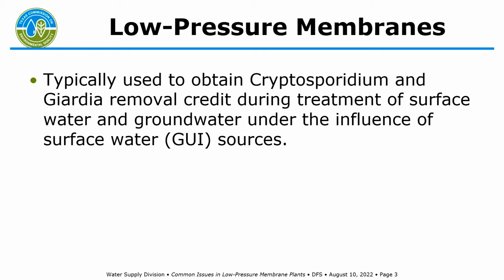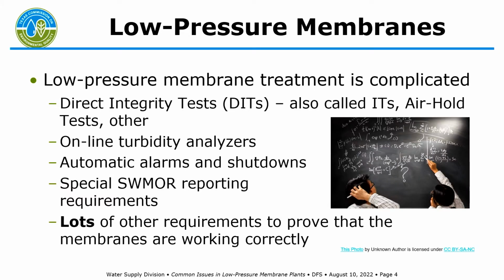So, just very basic here, low-pressure membranes, why does anybody install them? It's typically to obtain Cryptosporidium and Giardia removal credit during the treatment of surface water and groundwater under the influence. Low-pressure membrane treatment, compared to conventional treatment, is much more complicated. You've got direct integrity tests. You may call them ITs or air hold tests, but those are necessary to prove that the membranes are intact.